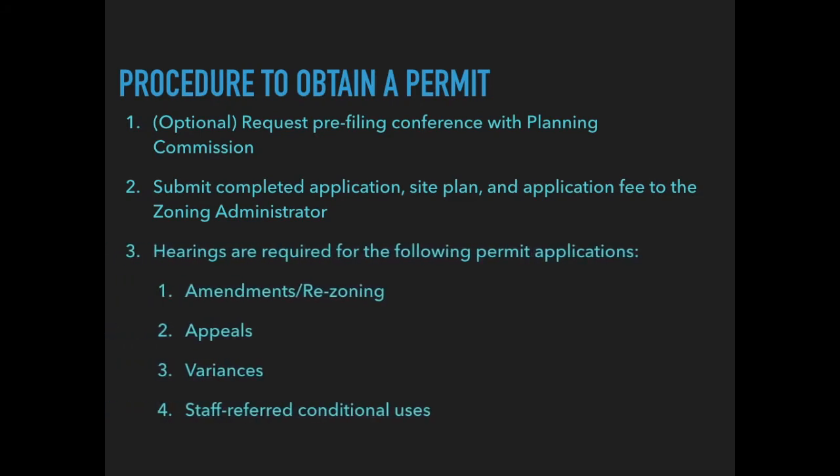Step 3. Hearings with the applicable board or commission are required for the following permit applications: amendments or rezoning, appeals, variances, or staff-referred conditional uses. A report will be prepared within 5 days of a decision by the Planning Commission, the Board of Zoning Appeals, the Historic Preservation Board, or the Downtown Design Review Board, whichever one is applicable to your particular case. Final step is to receive your permit and receipt from the Zoning Administrator.